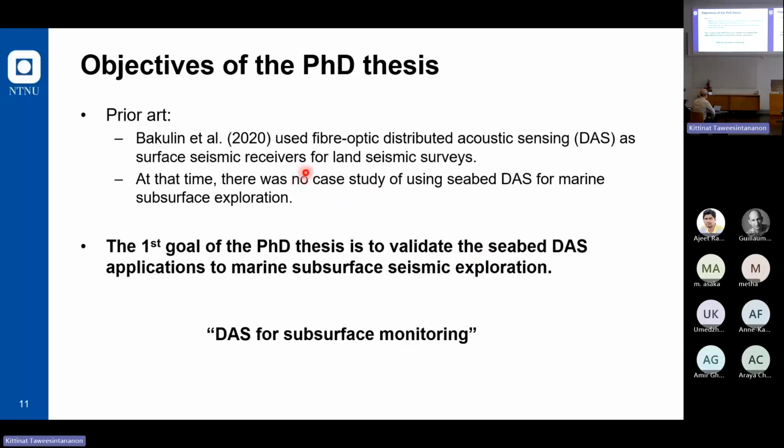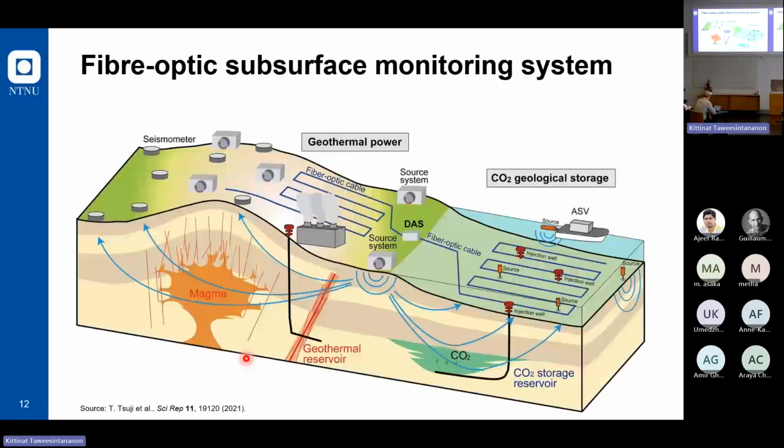Before the first paper was published, I referred to some papers by Bakulin in 2020. They used fiber optic DAS as surface seismic receivers, but that was for land seismic surveys. At that time, there was no case study of using seabed DAS for marine subsurface exploration. So that led to the first paper. The first goal of this PhD thesis is to validate seabed DAS application to marine subsurface seismic exploration, and I use the term DAS for subsurface monitoring as the title of the thesis.